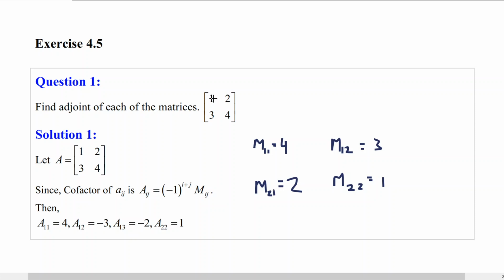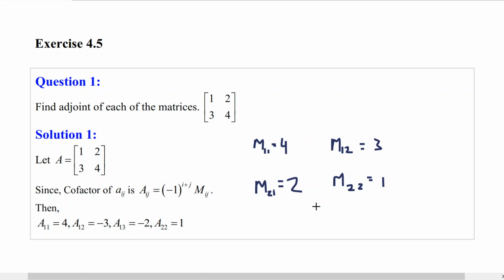See, if I hide this element 1 by column and row, the element which is left with us is the minor 11. So I've written minor 11. Now if I hide this element a12 with row and column, I have minor 12, that is 3. Now if I hide this element a21 with row and column, I have the minor 21, which is 2. And if I hide this element a22 by row and column, I have this element 1 as minor 22. This method of finding minors we have learnt in exercise 4.4.